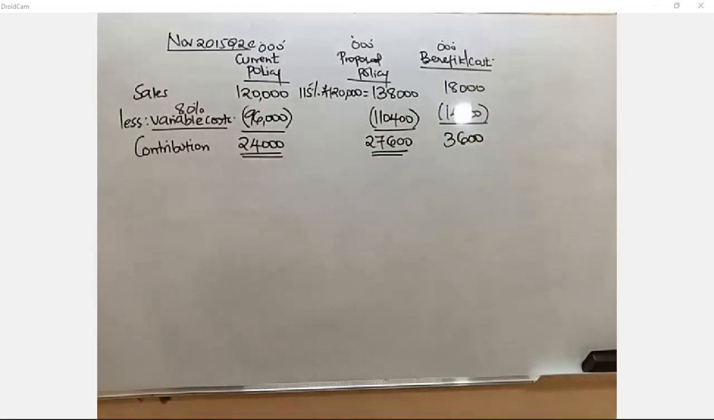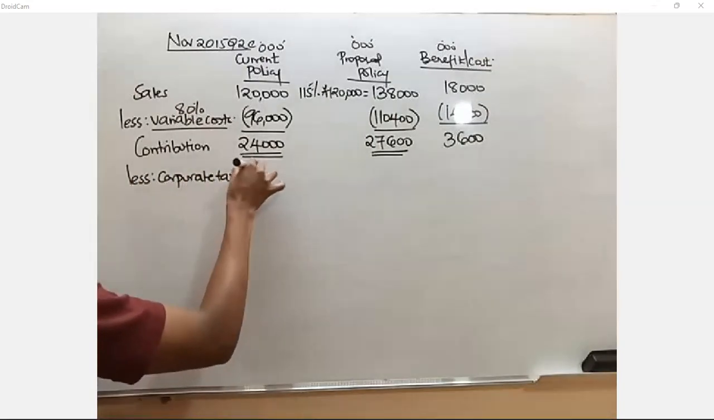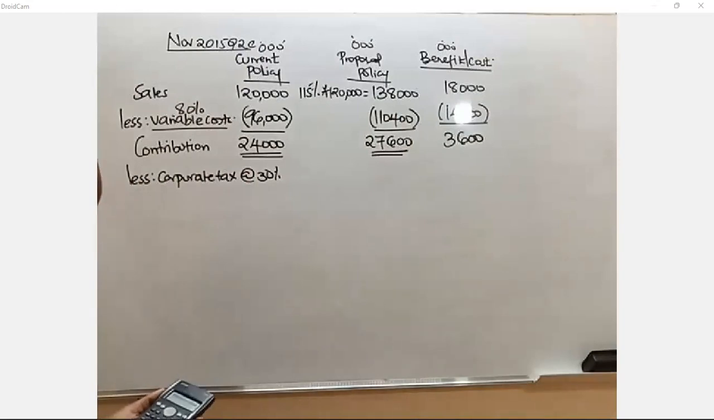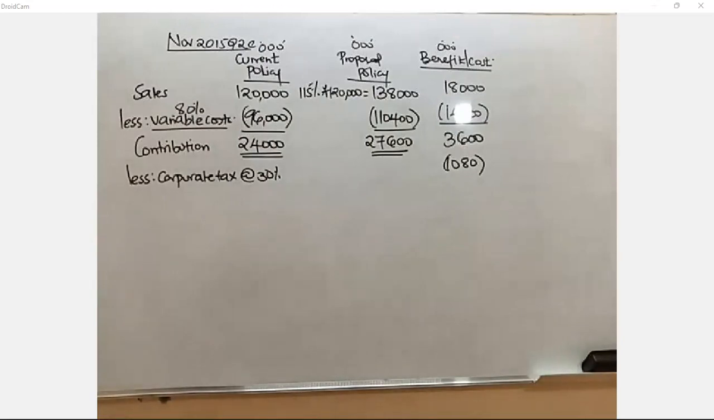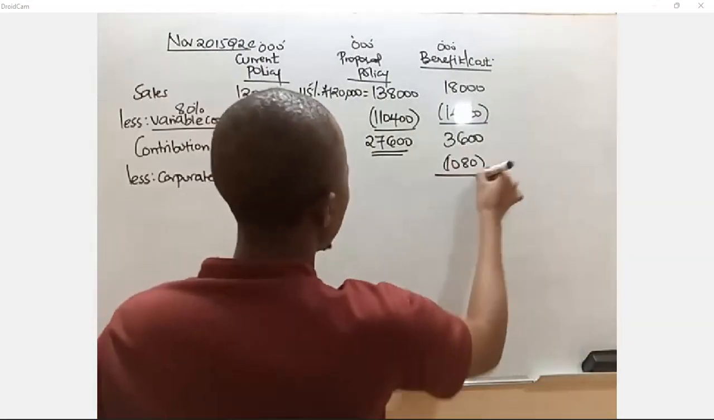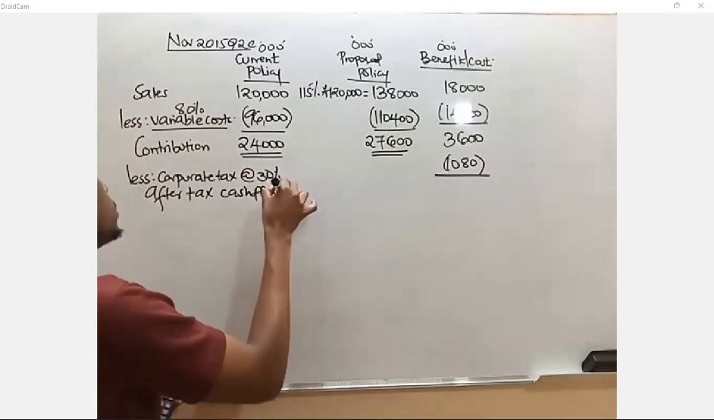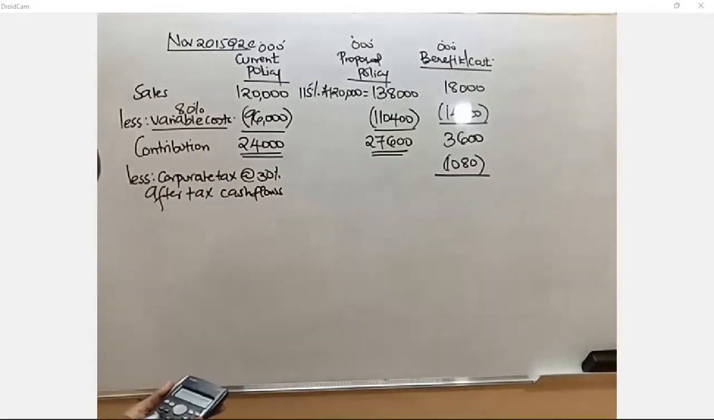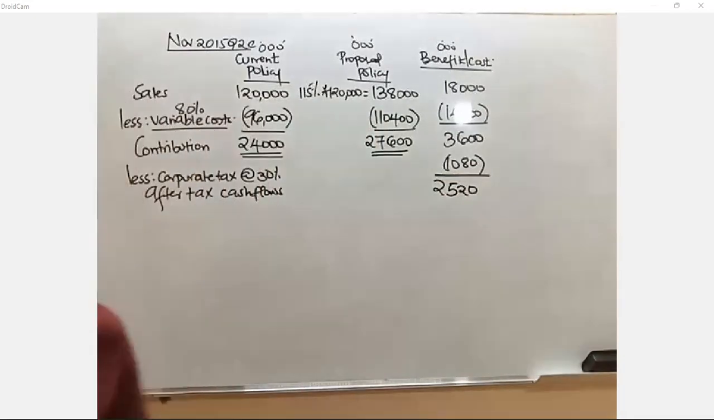Then we talk about, can we be able to raise our corporate tax? Corporate tax at the rate of 30%. We can just work with that figure, 0.3 times that 3,600, getting 1,080. Right? We get our 1,080 there. Then let us get after-tax cash flows. That's 3,600 minus 1,080, getting 2,520. Correct.